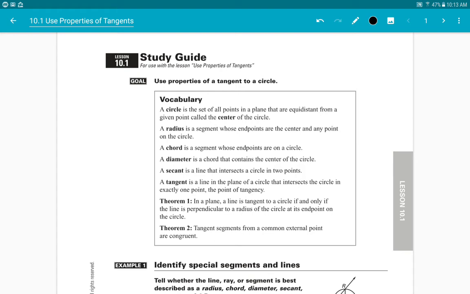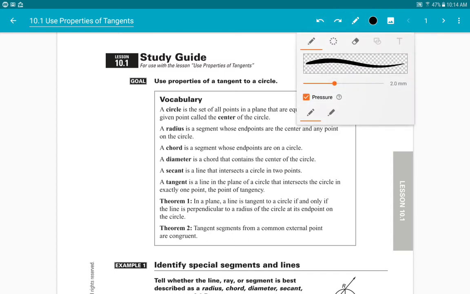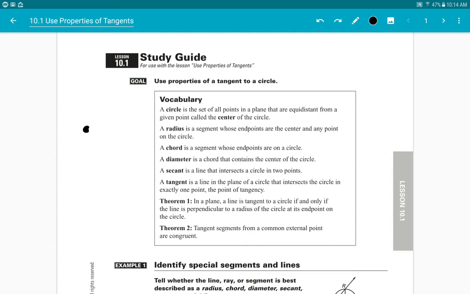Okay, so everyone pretty much knows what a circle looks like, right? But everyone thinks of a circle as a shape. In reality, a circle is the set of all points in a plane that are equidistant from a given point called the center of the circle. So basically the idea is you have a center point. You have a center of a circle, and all the points on the circle have to be equidistant from it. Okay, so there is our circle.